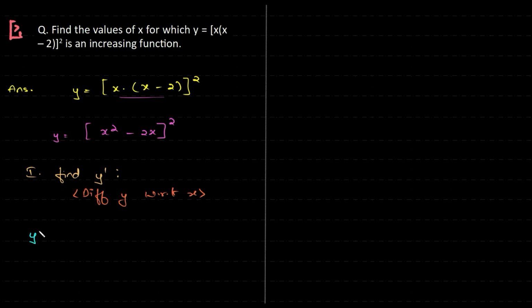Now, y prime is equal to, so differentiation of this entire expression, that is the square of any expression, is 2 times that expression. And then we differentiate the internal terms. Differentiation of x square is 2x and differentiation of minus 2x is minus 2. So this is as per the chain rule.